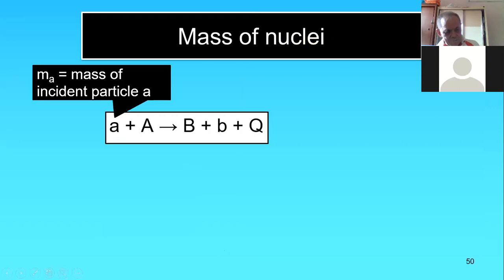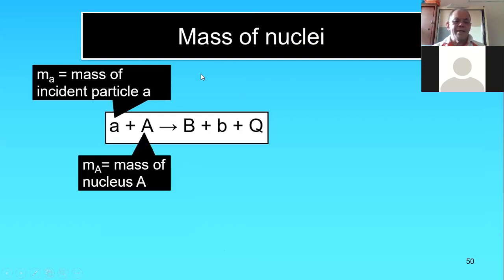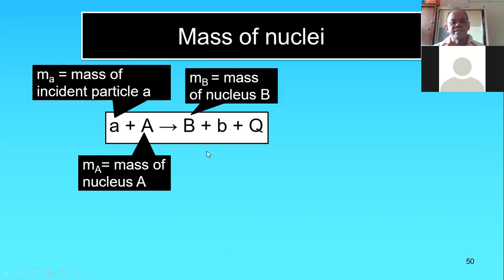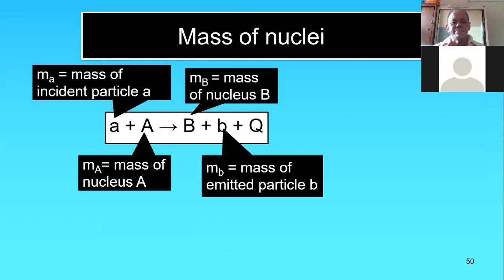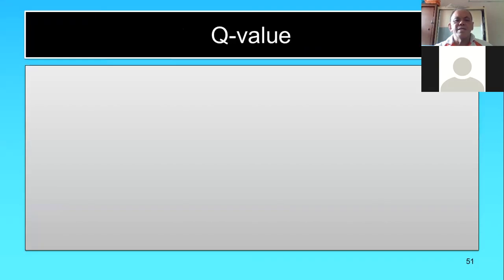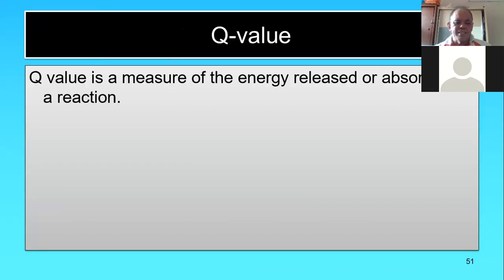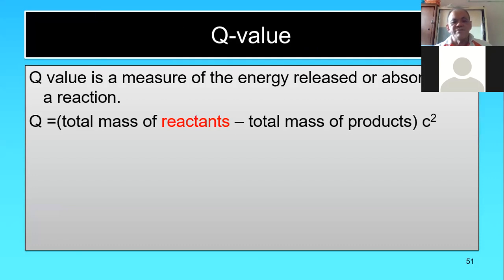Okay, let's just use some symbols. MA is the mass of the incident particle A, the mass of the nucleus A, the mass of nucleus B, and MB, the mass of the emitted particle. Q is the energy. The Q value is a measure of the energy released or absorbed in a reaction. So how do we define it? We define it as the total mass of reactants minus the total mass of products.